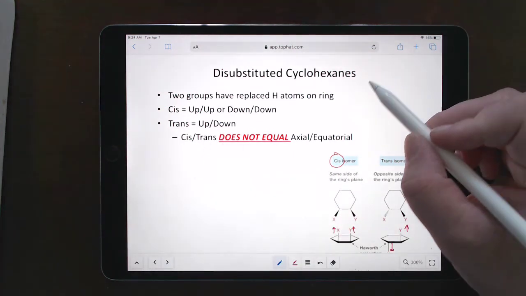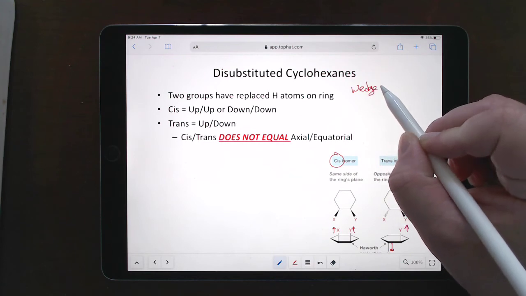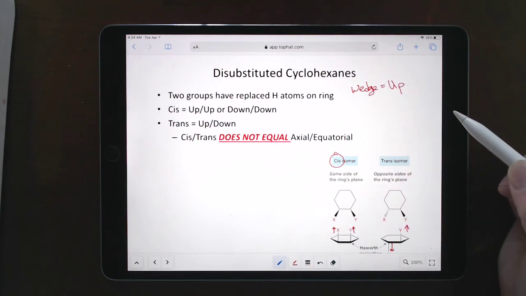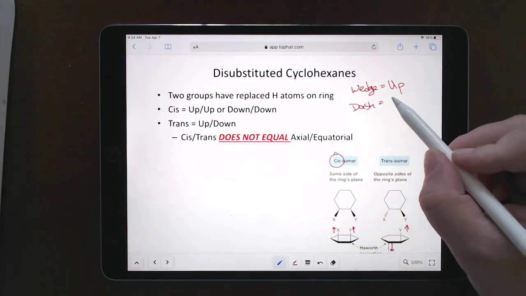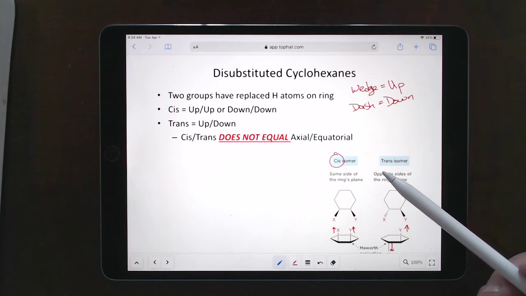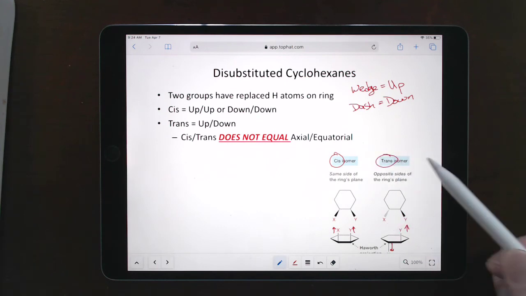Now, if we have a wedge, we assume that's up. If we have a dash, that's down. So here you've got two wedges, that means they're both up, so this is cis. Here we have a wedge and a dash, so we have an up and a down, and so it's trans.